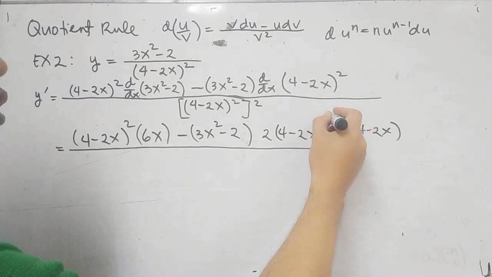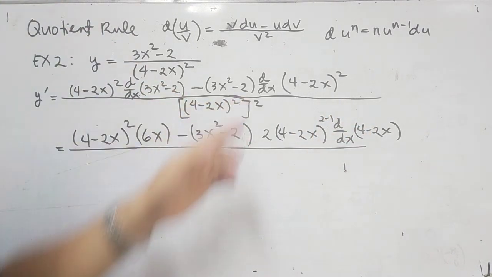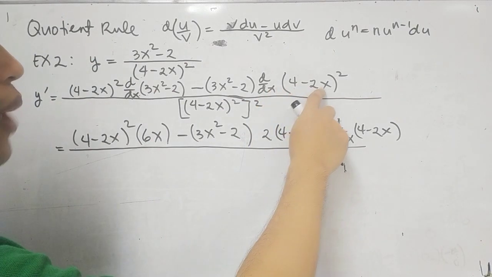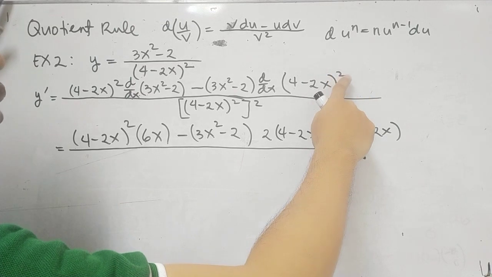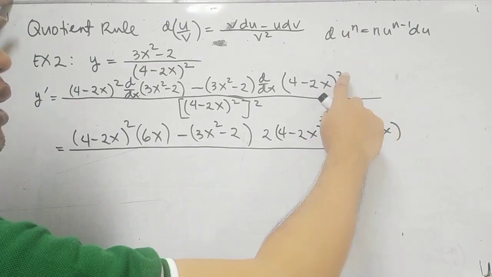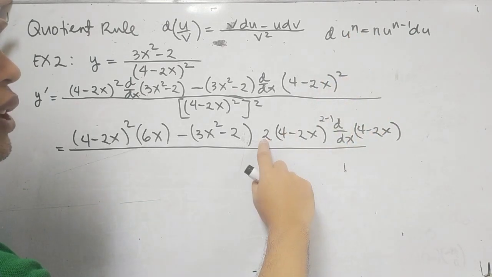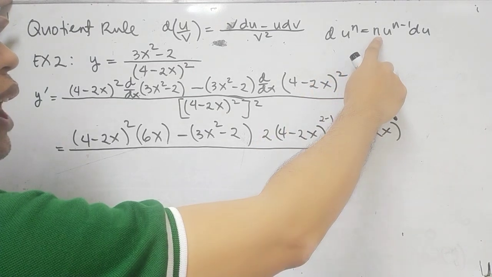Okay, so minus 1. So derivative of 4 minus 2x raised to 2, that is derivative of u to the n. So you will write first your n. Our n here is 2, so we will write first our 2, and then n, and then u.